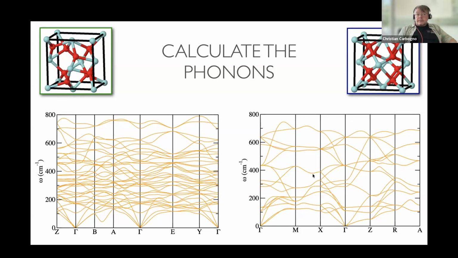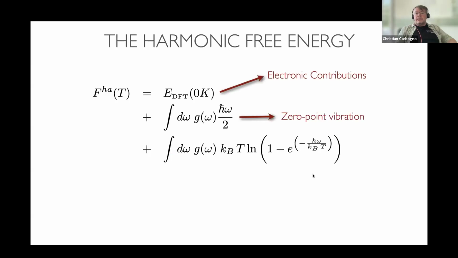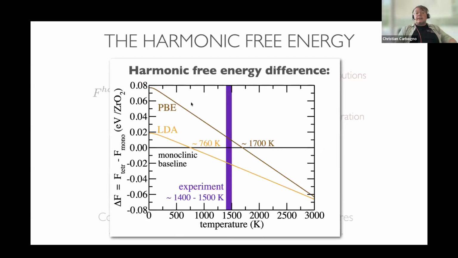Now, we again switch to calculating the free energy, again using the electronic contribution, the zero-point vibration and the thermally induced vibrations. And then we can look at how these two free energies differ from each other. So this is the free energy of the tetragonal minus the one of the monoclinic structure as a function of temperature for two different DFT functionals, one for LDA and one for PBE.